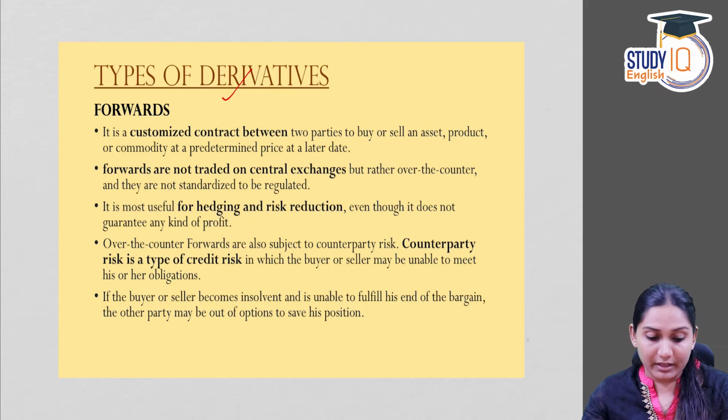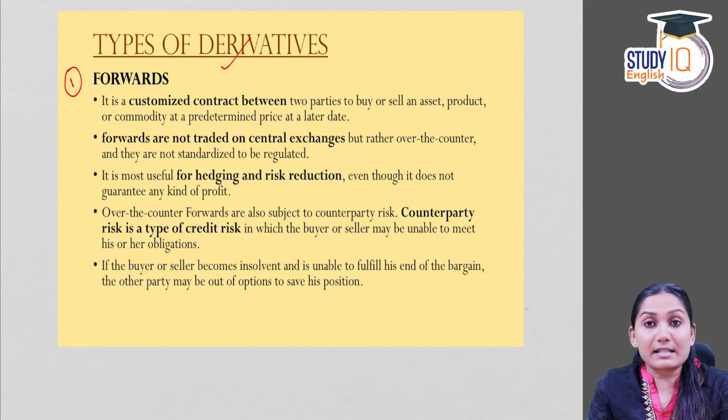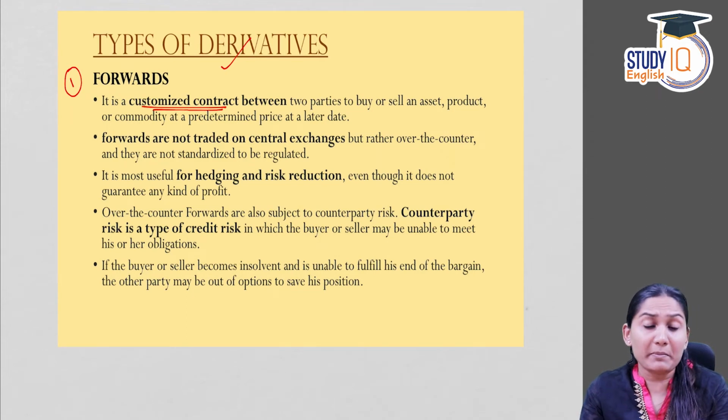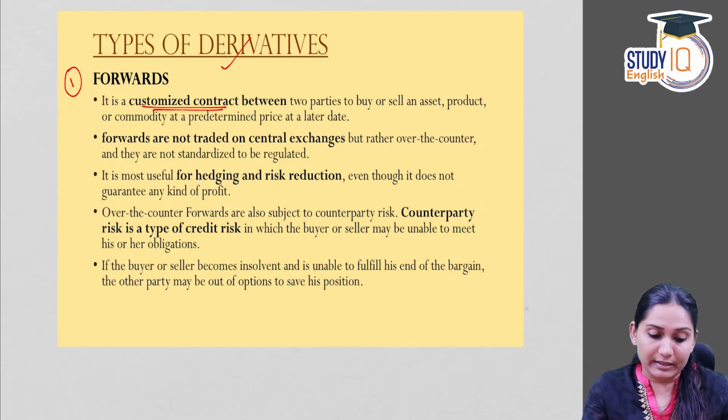These are the types of derivatives. The first one is forwards. It is a customized contract. What is meant by customized? It means that the terms and conditions may change from one contract to another. There is no uniform standard and the terms and conditions can change from one contract to another depending on the parties entering into the contract.